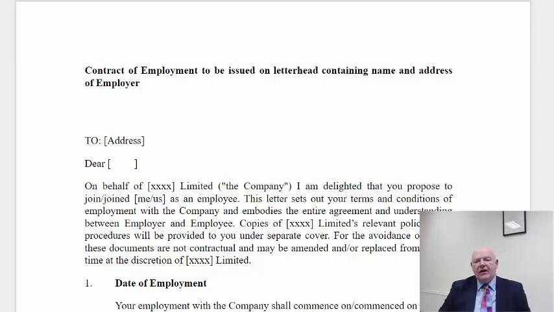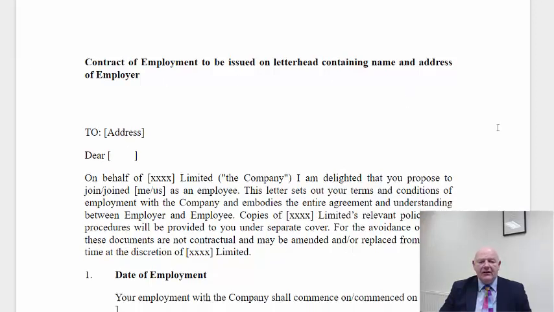Okay, so we'll start here. This is essentially my template contract. This is my starting point. So clearly the contract should be issued on the letterhead containing the name and address of the employer.